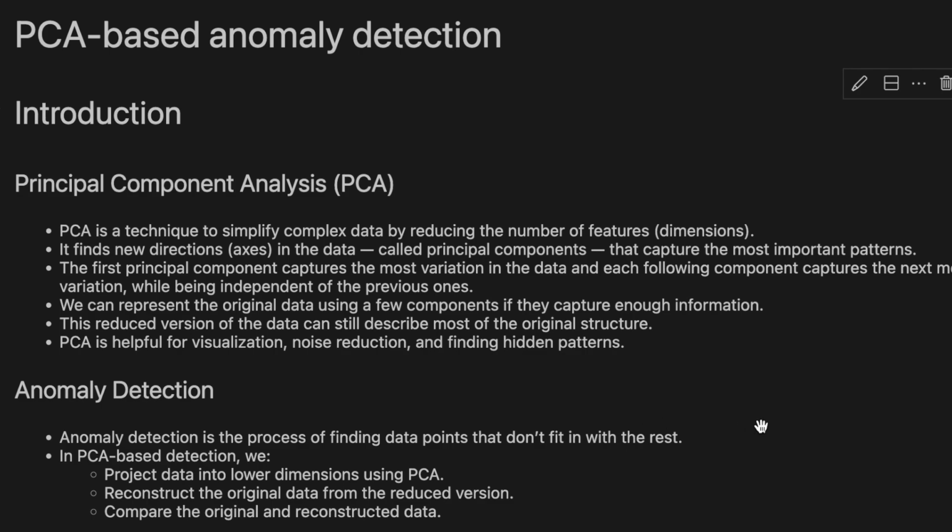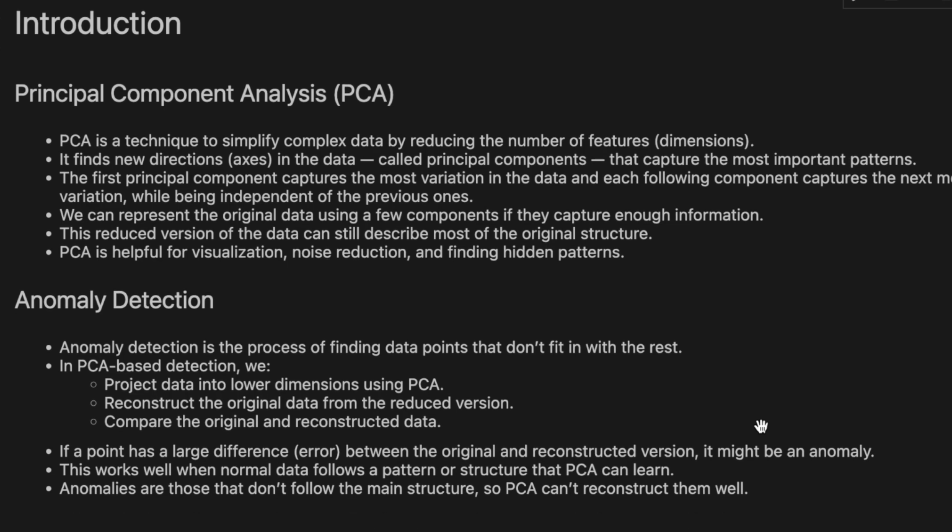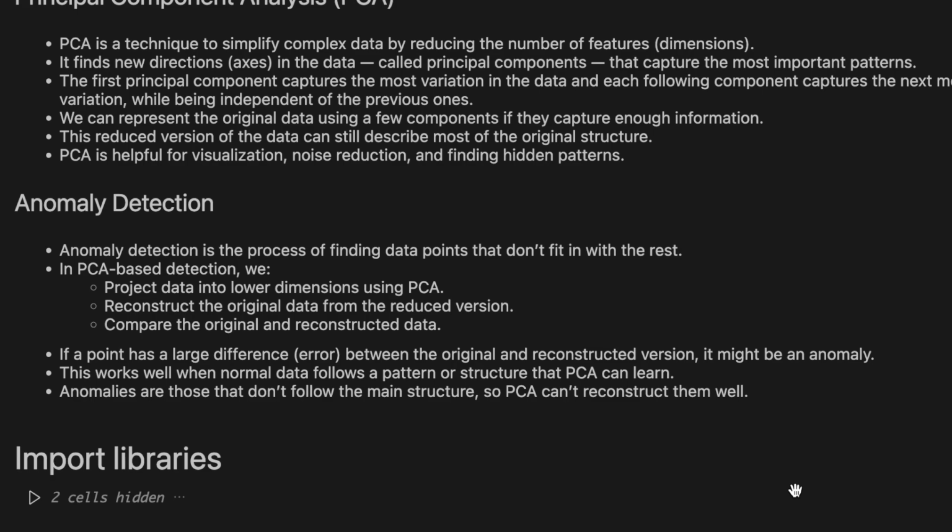Anomaly detection is a process of finding data points that don't fit in with the rest of the data. In PCA-based detection, we first project data into lower dimensions using PCA. In this tutorial, we set the number of the components to 3 and reconstruct the original data from the reduced version and compare the original and the reconstructed data. If a point has a large difference between the original and the reconstructed version, it might be an anomaly. This works well when normal data follows a pattern or structure that PCA can learn. Anomalies are those that don't follow the main structure, so PCA can't reconstruct them well.